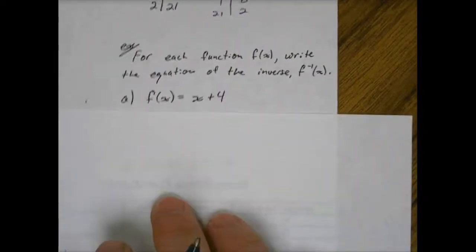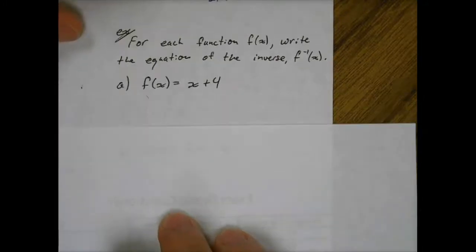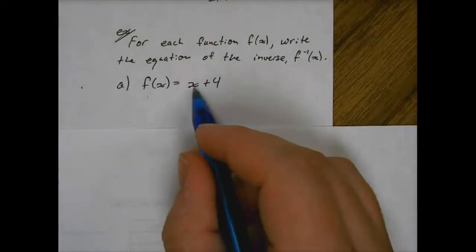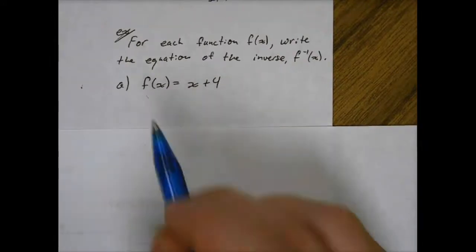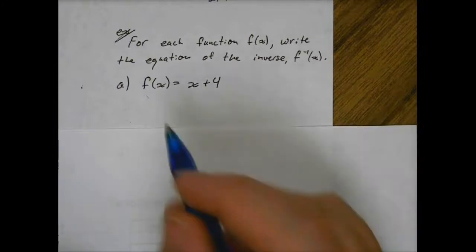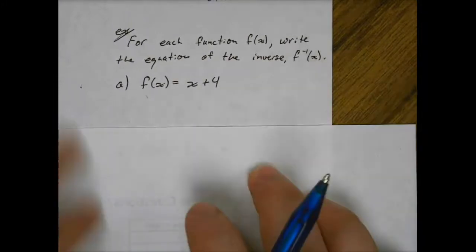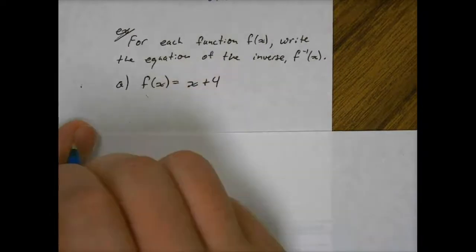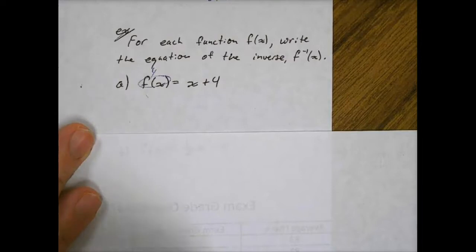For each function f of x, write the equation of the inverse. So again, we have input x. Finding the inverse just makes it easier to figure out what the input would be in order to get certain outputs. The way we go about this is we switch the x and y exactly where they are. Remember, f of x stands for our y value, or our outputs.